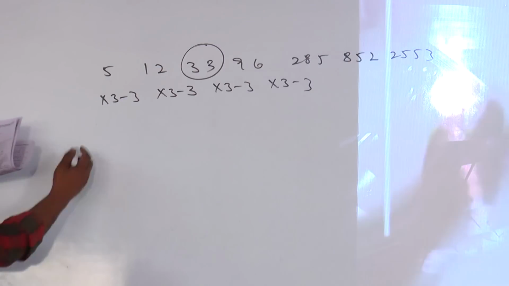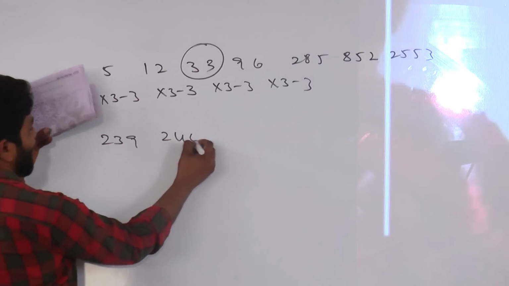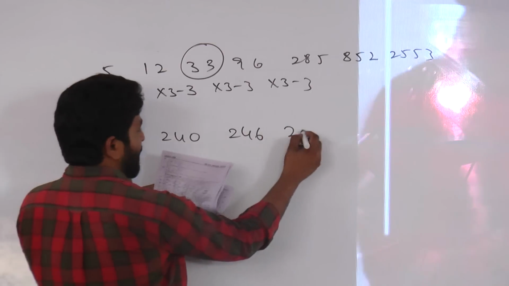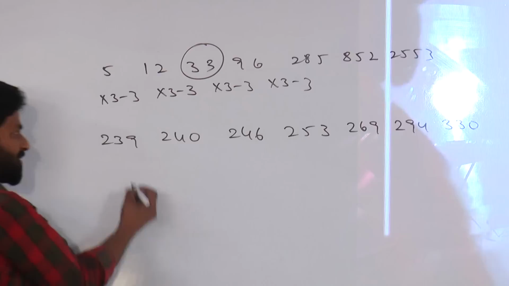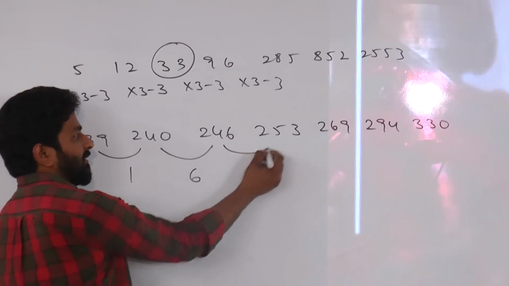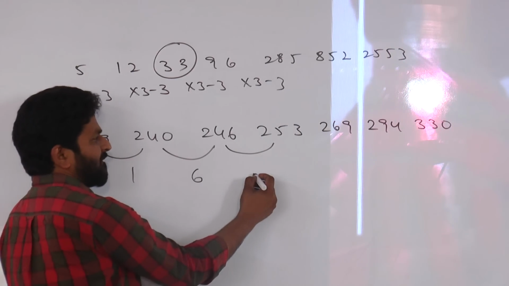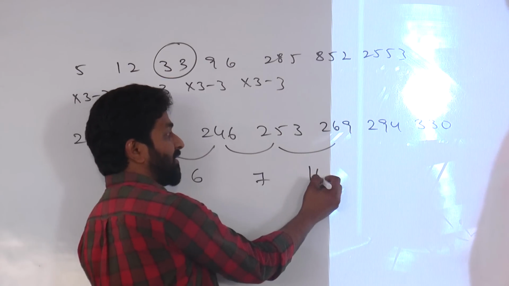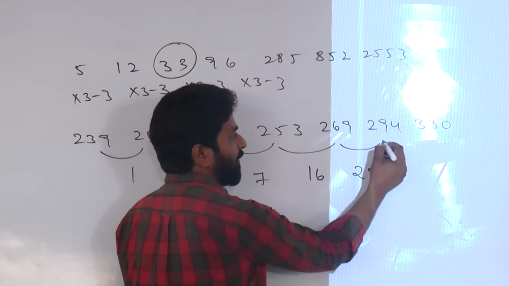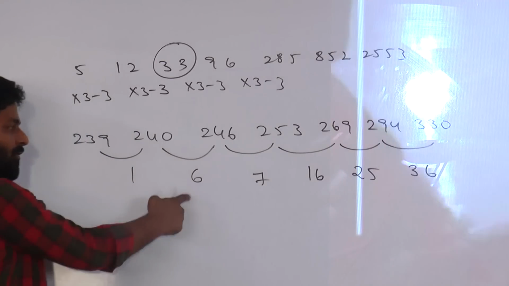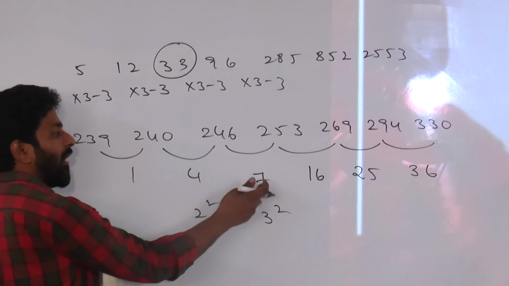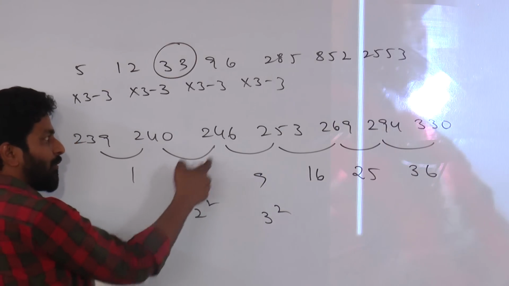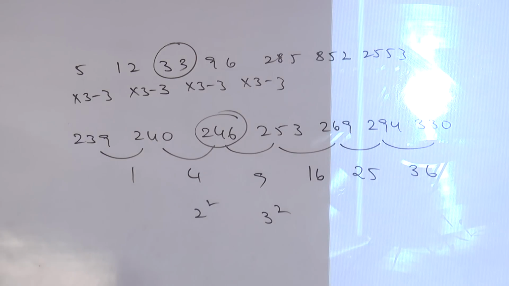Yes sir, very good. 239, 240, 246, 253, 269, 294, 330. Just go for difference. How much is here? 1, 6, 8, 7, 16, 20 and then 36. You should have 2 square here and then 3 square here. So take 2 from this number and add here, that becomes 9. So you are supposed to have only 244. Instead of that you have 246.